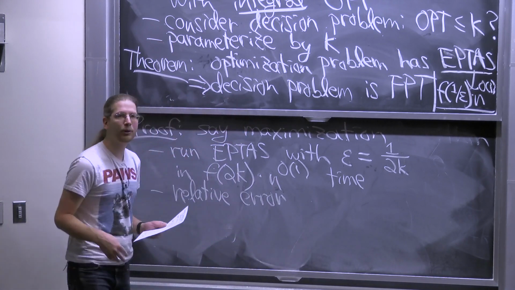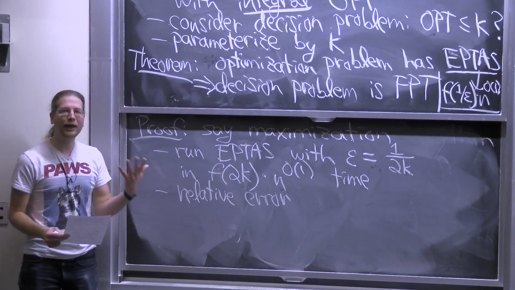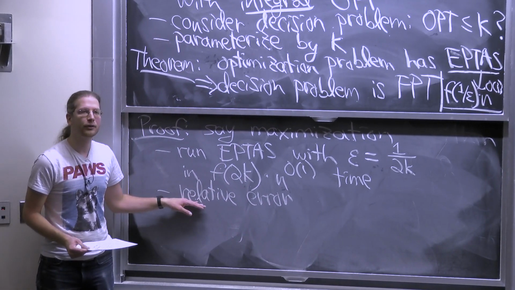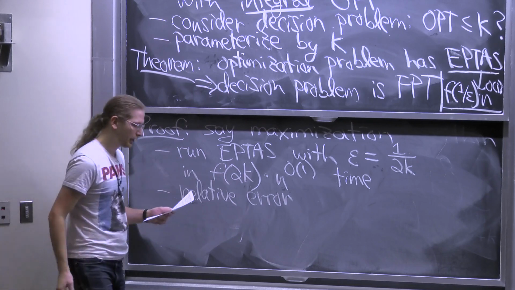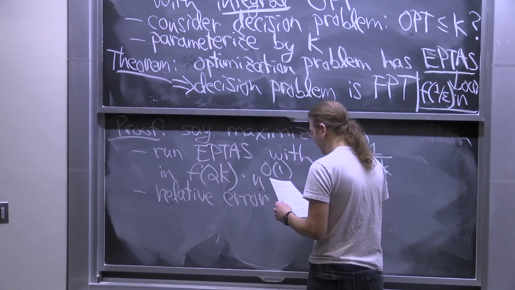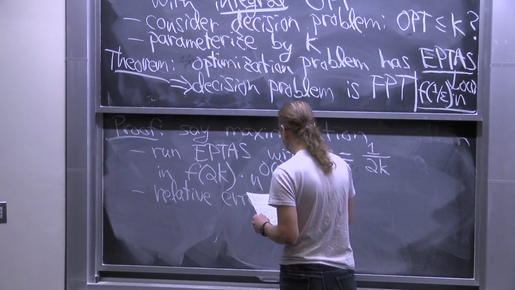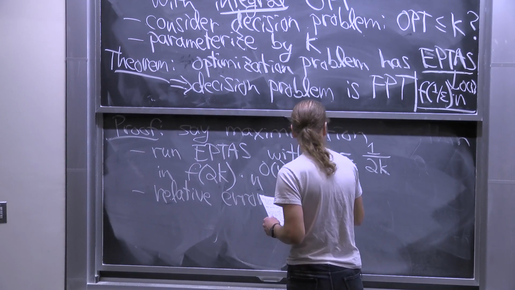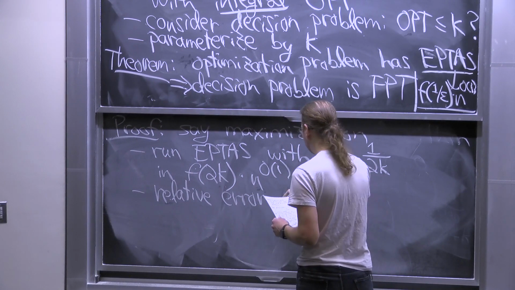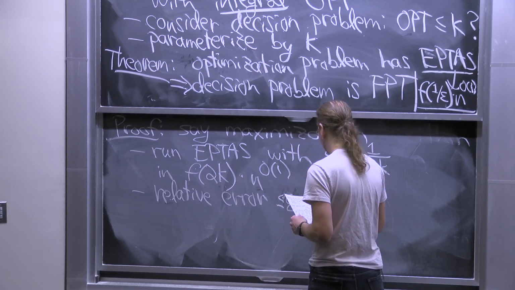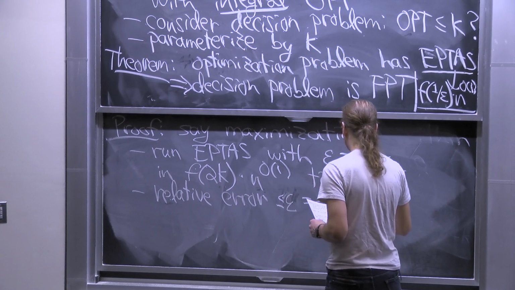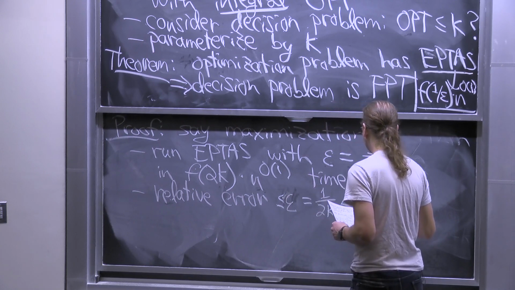So we're within a 1 plus epsilon factor. I'm going to call the epsilon part relative error. That's how much it gets multiplied by opt in order to compute the error bound. So the relative error is epsilon. Epsilon is 1 over 2k, which is all I'm going to need, that this is strictly less than 1 over k.